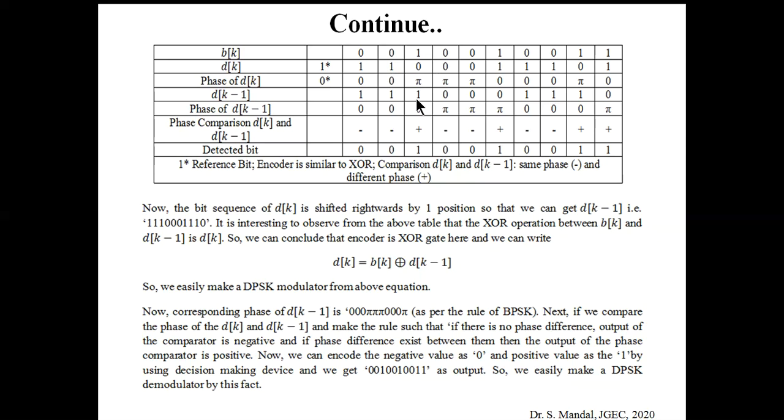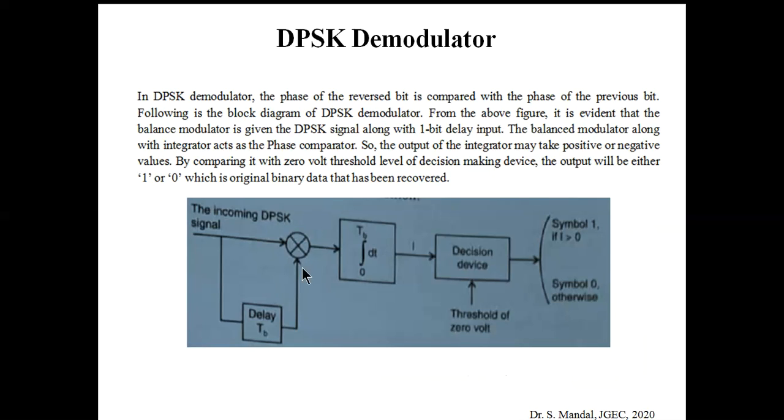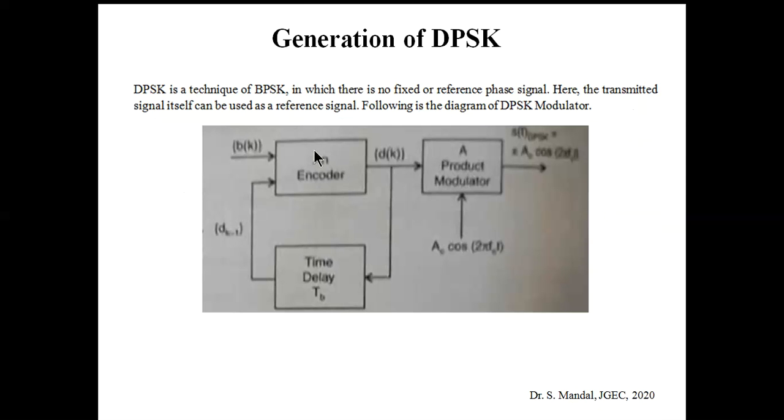This one is 1 and this one is 1, so 1 XOR 1 is 0, so the output is 0. 0 0 0 0 0 0 1 0 1 0 1 1 0 1 1 1 1 0 1 0 0 1. Okay, so it follows the XOR rule. So we can write that DK equals BK XOR DK minus 1. By using this simple logic, we can easily construct a DPSK modulator. That's why we already mentioned that the encoder part is nothing but an XOR gate.